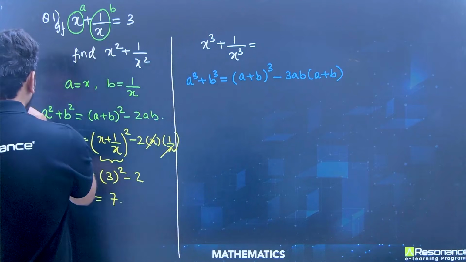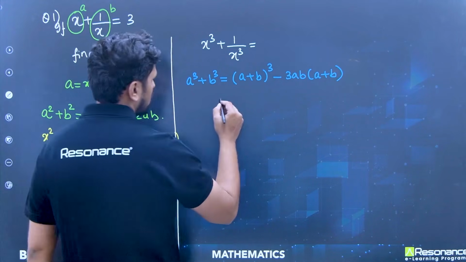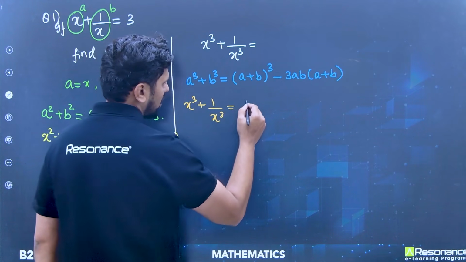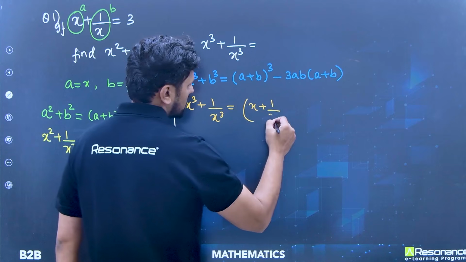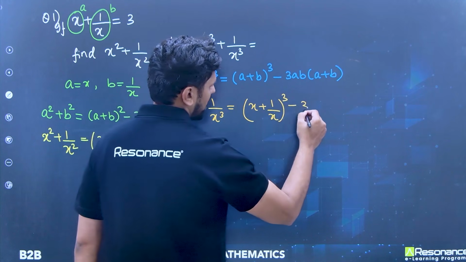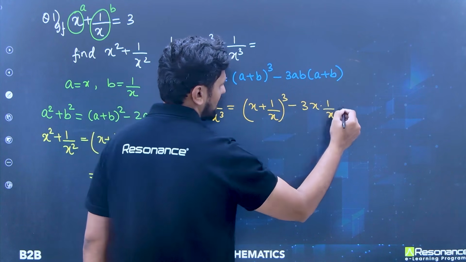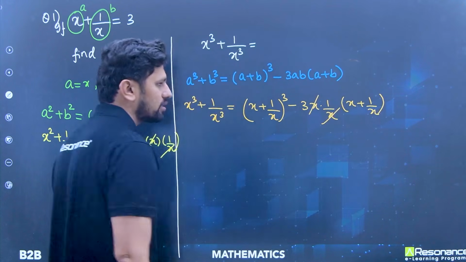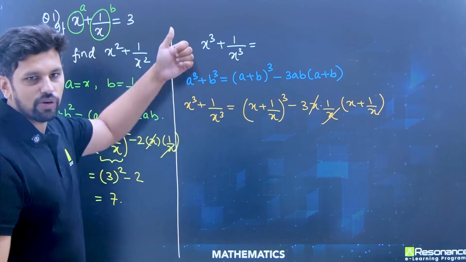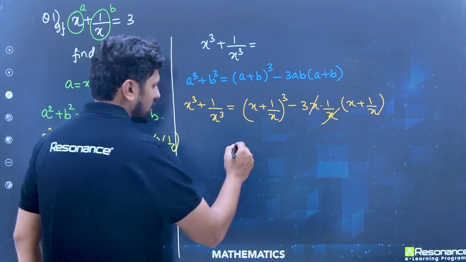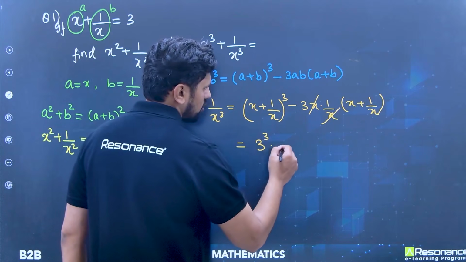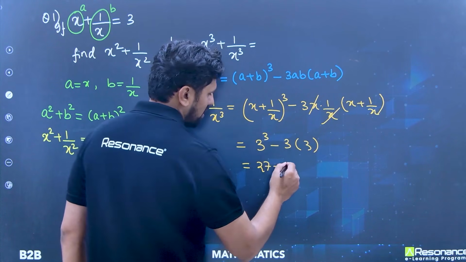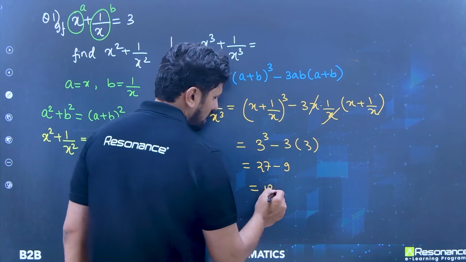So just put the values here. Now I will just put the values here. So x cube plus 1 by x cube will be equal to (x plus 1 upon x) whole cube minus 3x into 1 by x into (x plus 1 by x). This and this got cancelled. Now we already know x plus 1 by x is equal to 3. So this will become 3 cube minus 3 into 3, that is 27 minus 9, which is equal to 18.